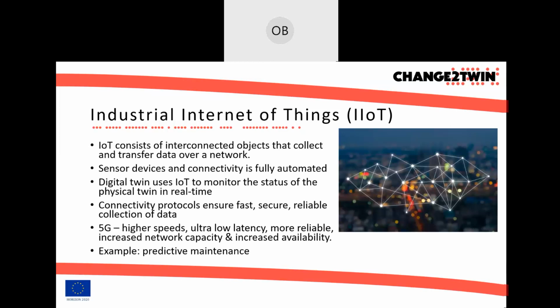So one of the more recent types of technologies that's relevant for digital twin is the Internet of Things. Particularly in our setting, what's relevant is the industrial Internet of Things. Internet of Things refers to a system of interrelated, interconnected objects that collect data and transfer it over a network without the need for human interaction. These objects are typically fully automated sensor devices that can be used to monitor the status of a system from a remote location.